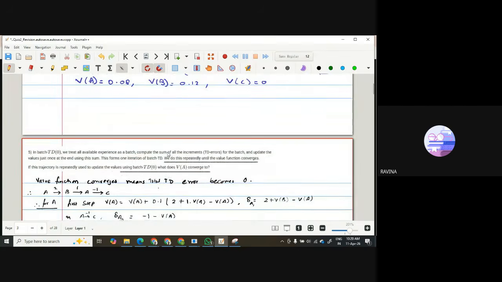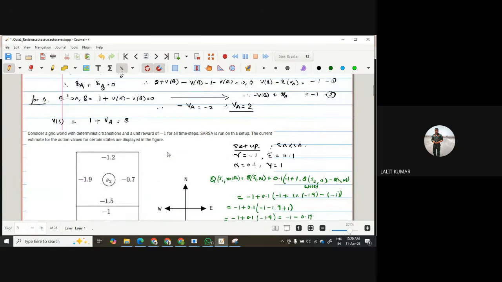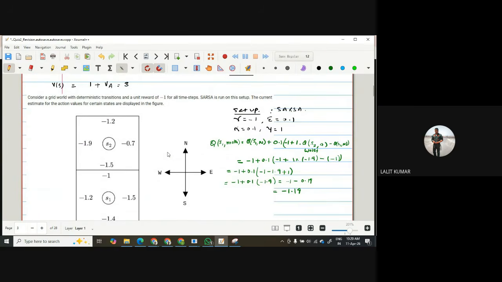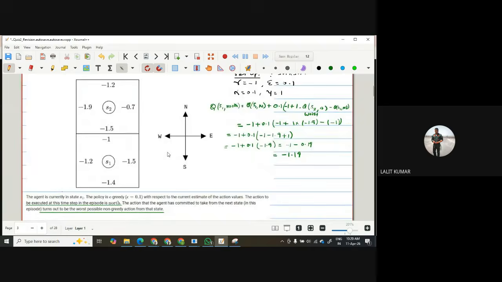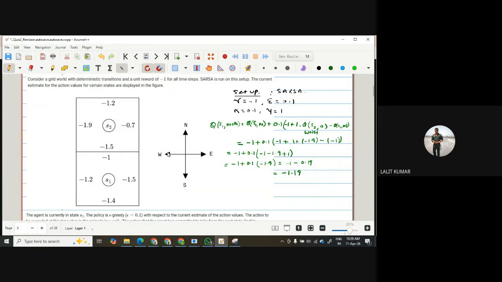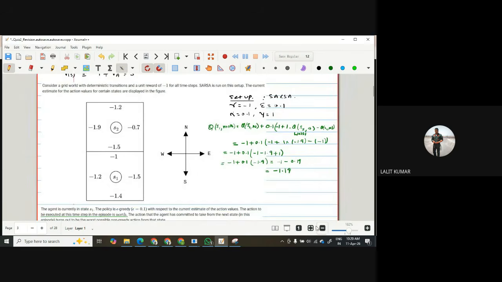There is a concept of first visit Monte Carlo and every visit. We will come to that. Don't worry, we will not leave anything. Okay. This question is clear, or shall we solve it? This question has been asked in PAs and GAs. So we will cover this question.